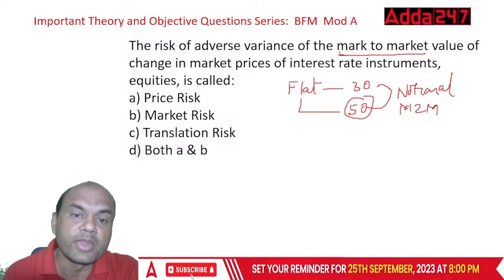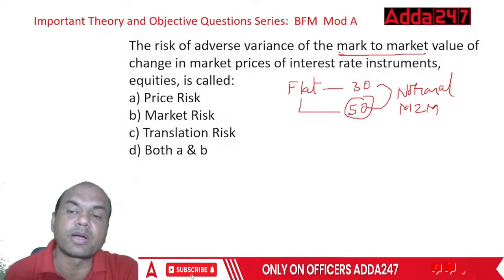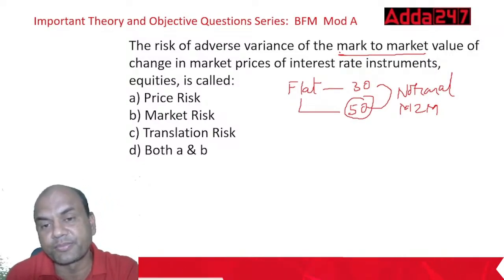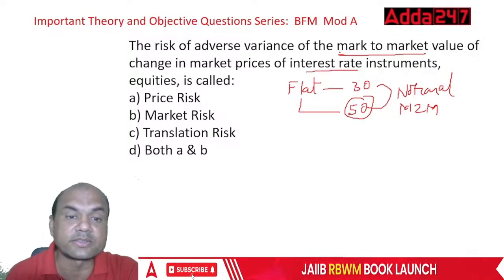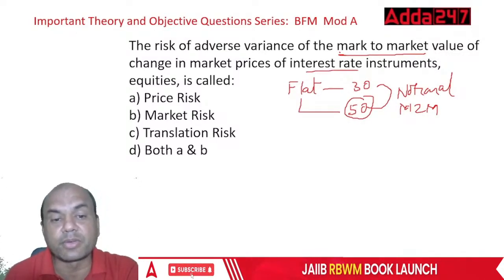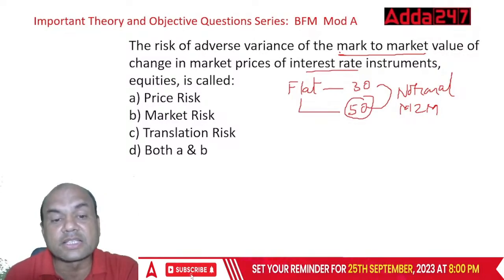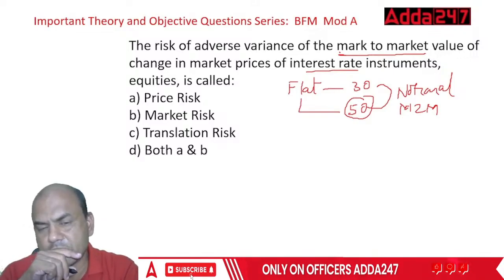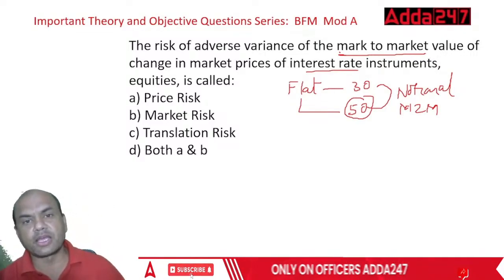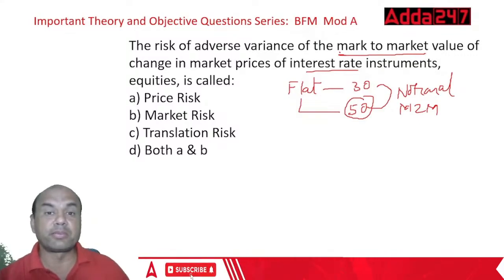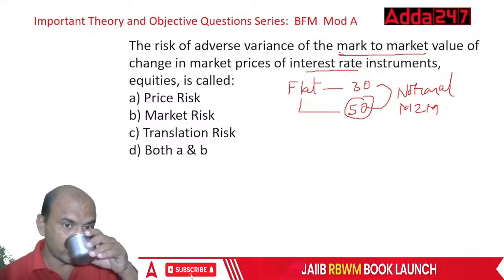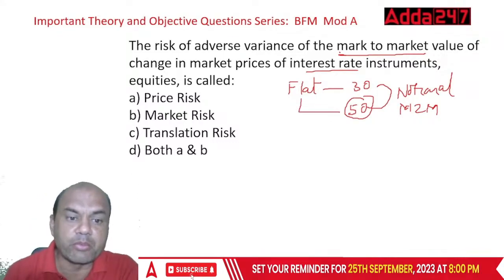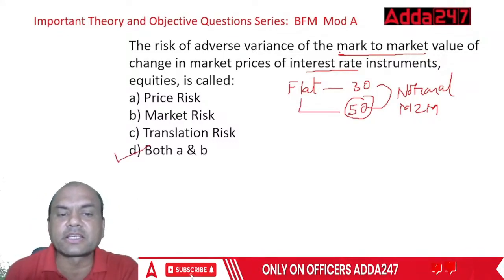of my security. Okay, so the risk of adverse variance of mark-to-market value of change in market price in the interest rate instruments is called: price risk, market risk, translation risk, both A and B. What is the answer? Let me get it from you first; I'll explain it, not an issue. It is both A and B. Price risk and market risk, both.